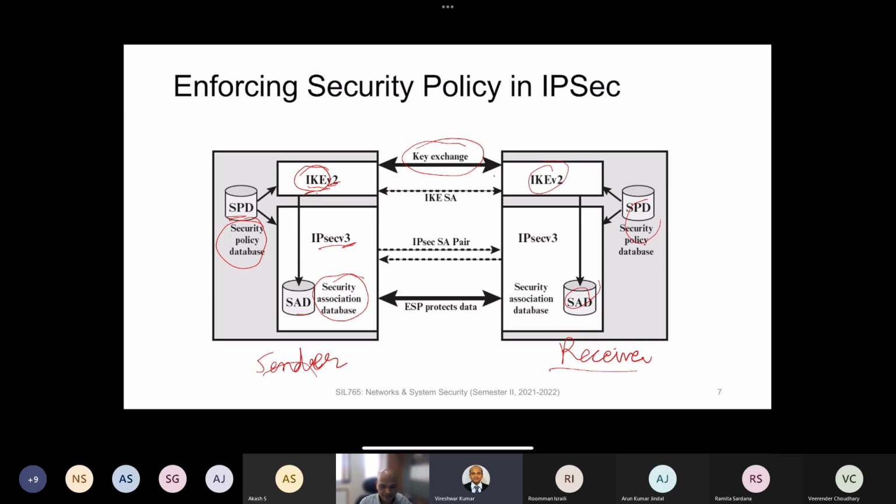The job of Internet Key Exchange is very clear. It has to do the handshake, and it has to decide on what crypto algorithms will be utilized between the sender and the receiver. And then it has to utilize an asymmetric key, or some secure key exchange methodology, to agree on symmetric keys.